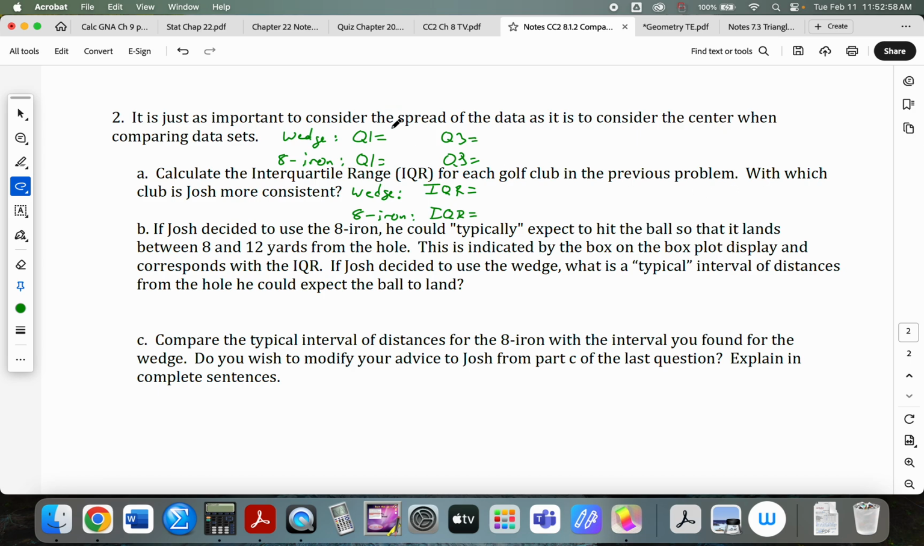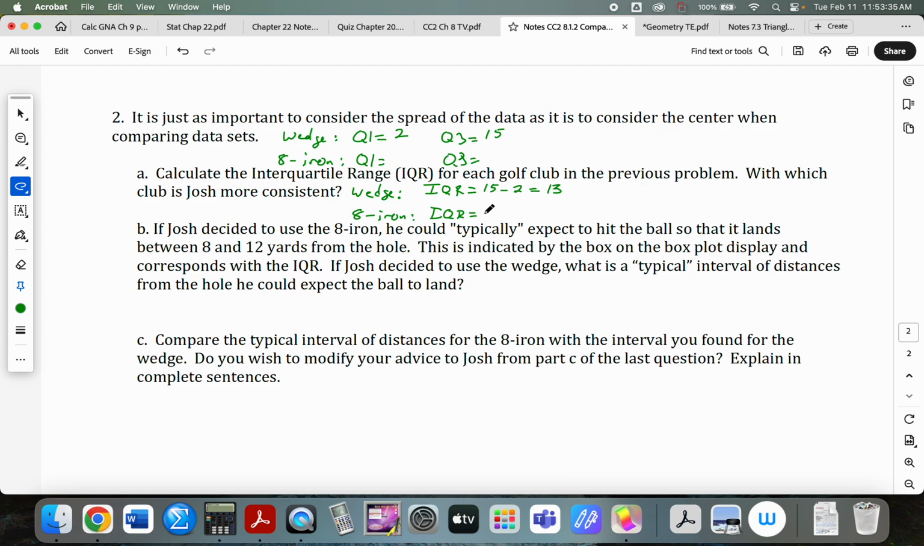Okay. So for the wedge, quartile 1. Anybody? It's 2. Anyone disagree with that? All right. What's quartile 3? Somebody else volunteer for us. 15? So the interquartile range will be 15 minus 2, which is 13. 13 yards is a long way.